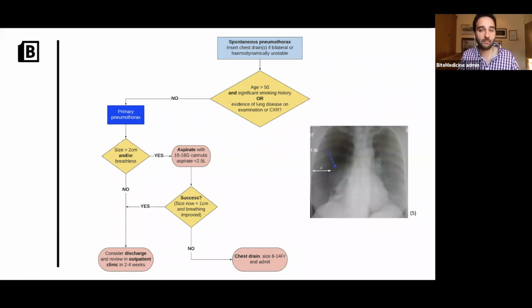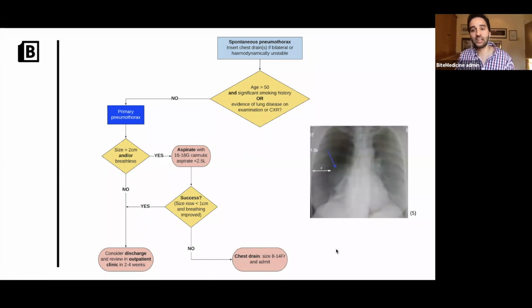Don't go shoving in a massive chest drain, because actually the evidence shows the outcomes are similar, but a large chest drain causes a lot more pain and often more complications. Does that make sense to everyone? So that's literally everything you need to know about managing a primary spontaneous pneumothorax.